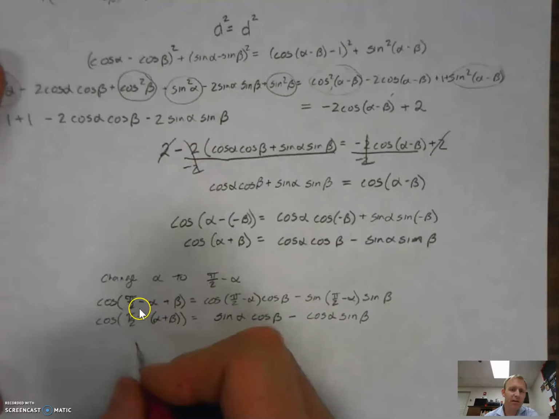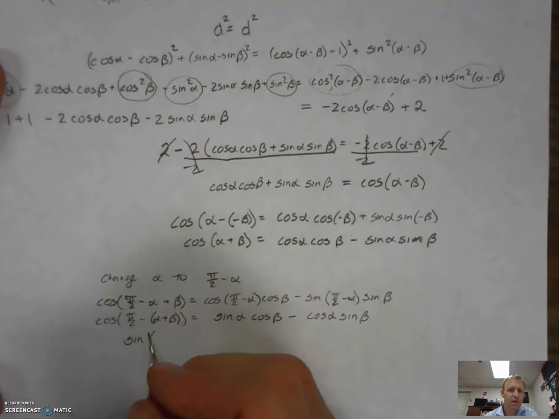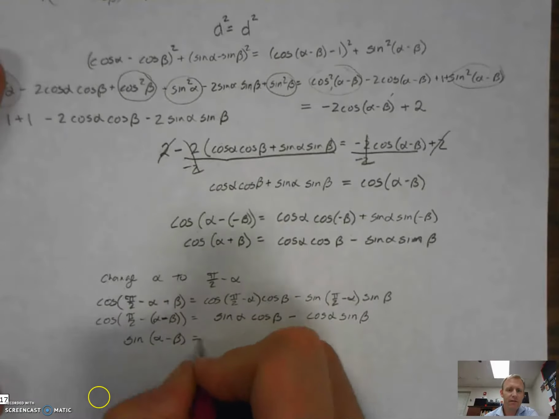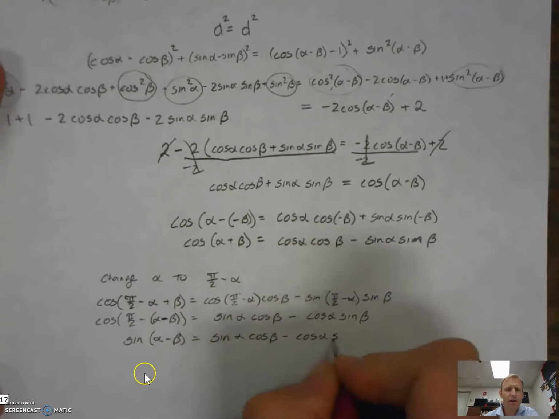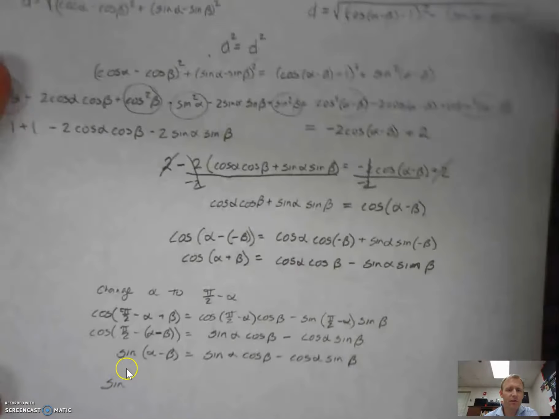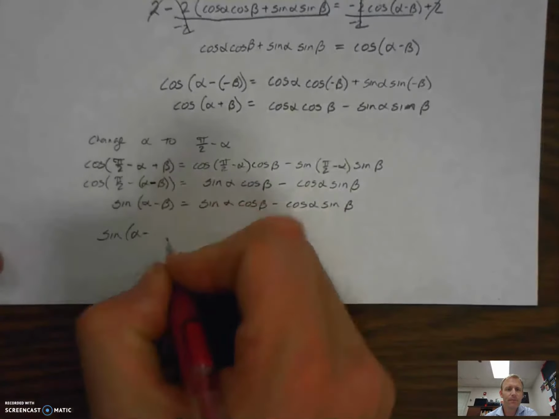You can see I made another mistake. Pi halves minus alpha plus beta should be pi halves minus alpha minus beta. I'll fix. Here's when I figured out, I think. Yep. There I go. All right. So here is our third formula. Sine of an angle minus an angle is sine of the first angle, cosine of the second angle, minus cosine of the first angle, sine of the second angle.